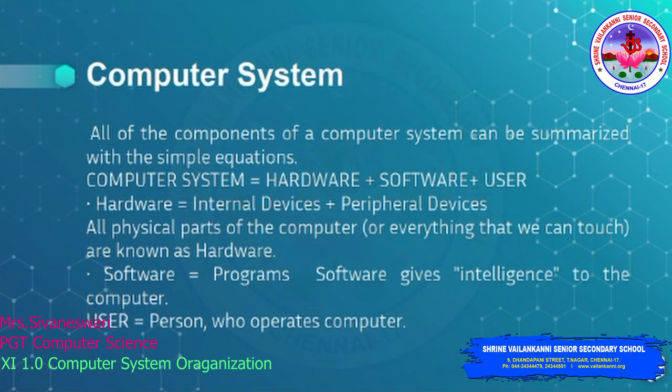So now what is a software? Software is the program which gives intelligence to the computer. Yes? And anyways, the human is creating the software, so the human creates or gives the intelligence to the computer. Next, without the user, the computer cannot be operated. So the user is the person who operates the computer.